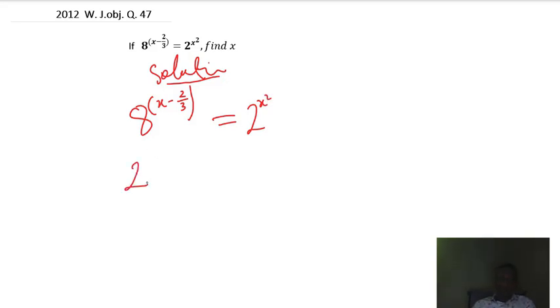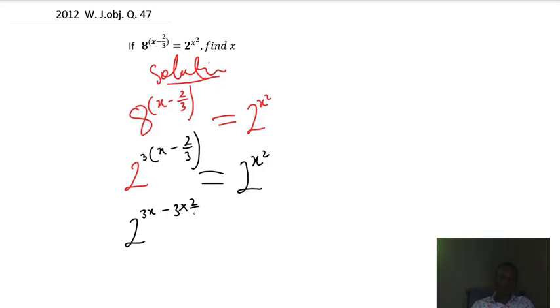So 8 can be written as 2 exponent 3, then times the bracket, which is x minus 2 over 3, equal to 2 exponent x squared. With this one, the 3 will multiply everything in the bracket, so we have 2 exponent 3 times x will give us 3x, then minus 3 times 2 over 3, equal to 2 exponent x squared.